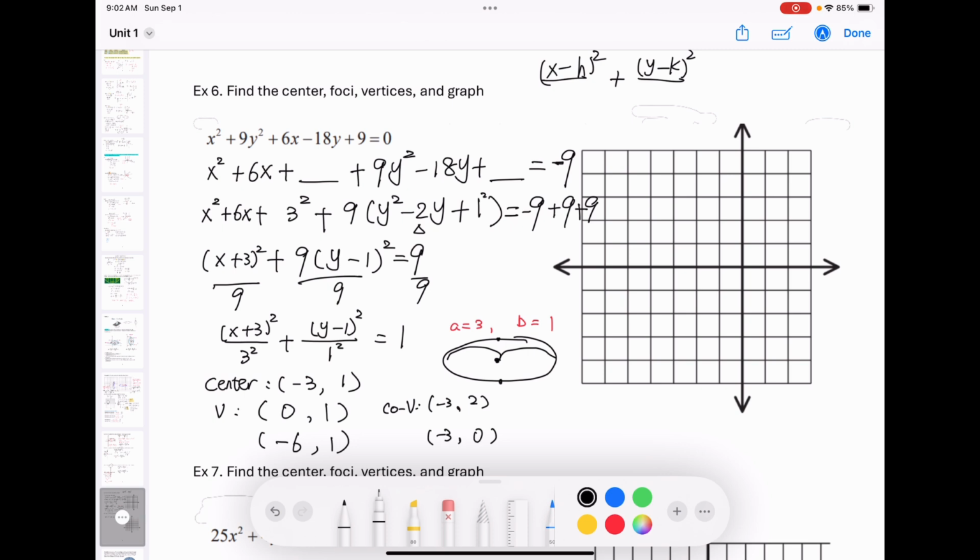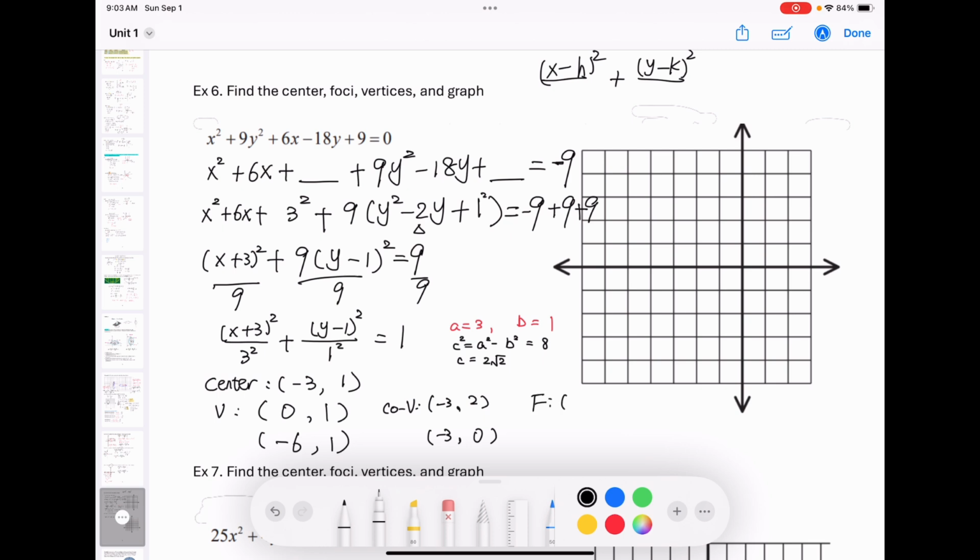And now we are looking for the foci. So for foci, we need to find the c value. Let's erase this one. c squared is equal to a squared minus b squared, which is 9 minus 1, which is 8. So c is equal to 2 square root of 2. So we can put the foci here.